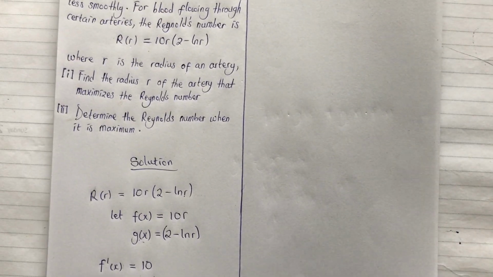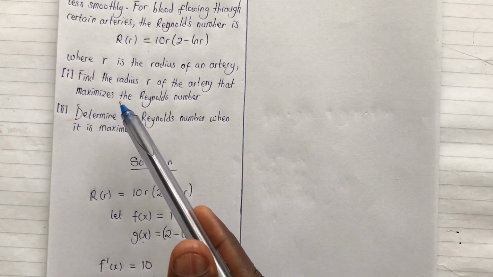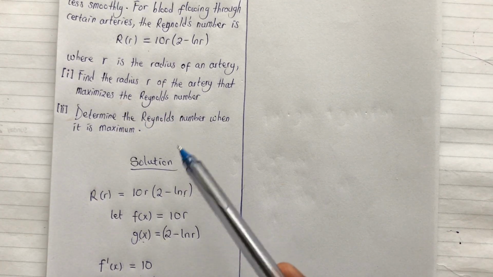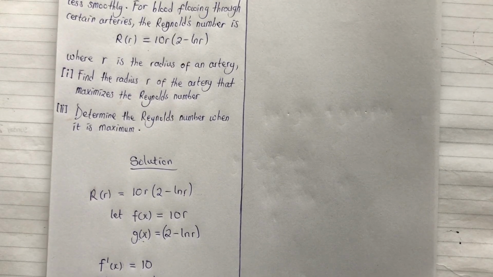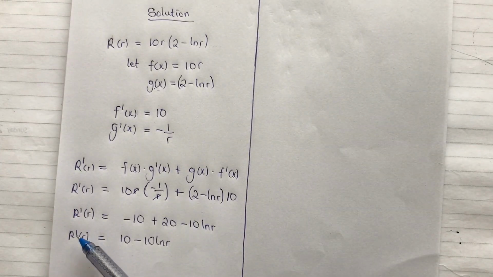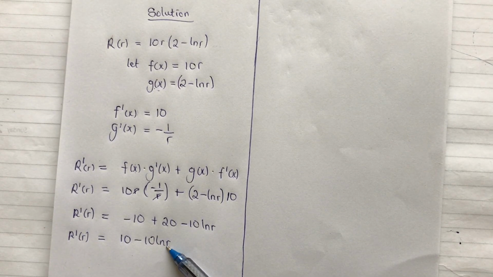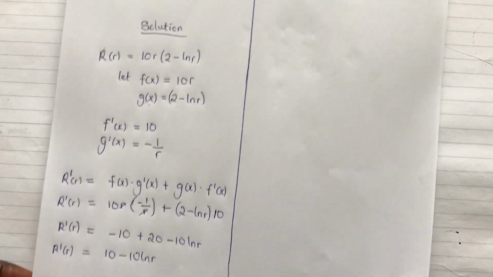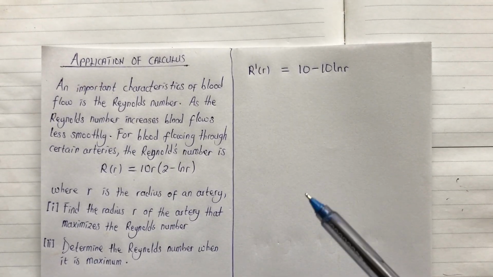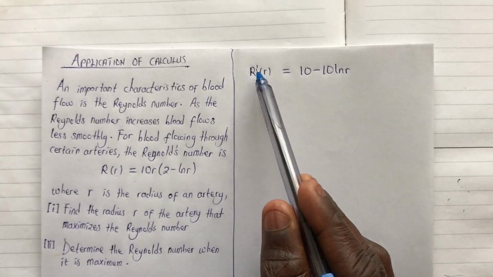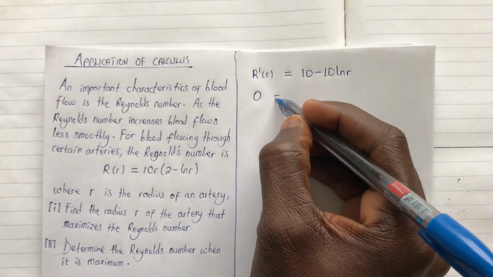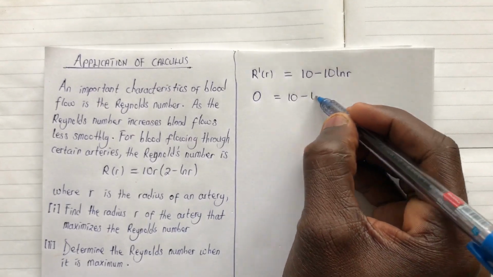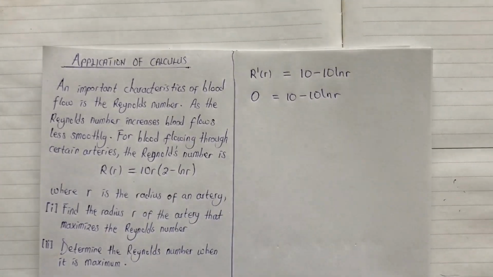Now let's go back to the question. The question said we should find r of the artery that maximizes the Reynolds number. So at maximum, the derivative of the Reynolds number should be equal to 0. So at maximum, R'(r) should be equal to 0, so that we can make r the subject. So let's do that. So at maximum, the derivative should be equal to 0, which is R'(r) should be equal to 0. So we have 0 equals 10 minus 10 ln r.